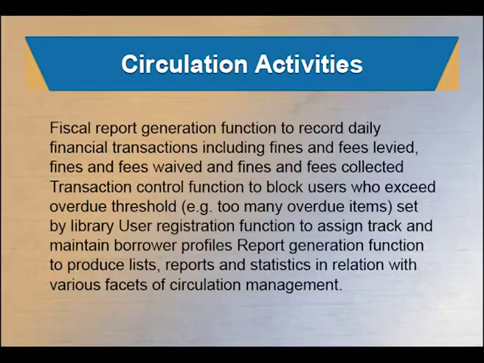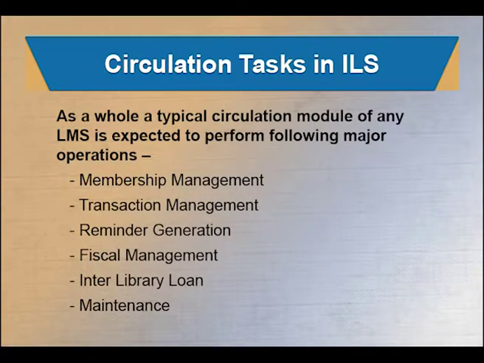Now, the user registration function to assign, track and maintain borrower profiles is also becoming a part of circulation activities. Report generation is a very important function of the circulation module of any library automation system. As a whole, a typical circulation module of any ILS is expected to perform the following major operations. First is membership management, then transaction management, that is issue, return, everything, reminder generation, and fiscal management, that is to collect, calculate and record fines, etc.